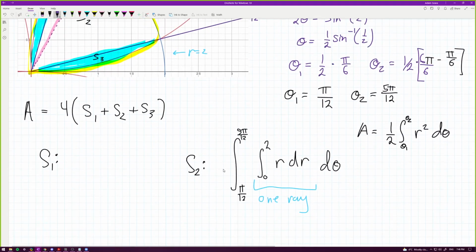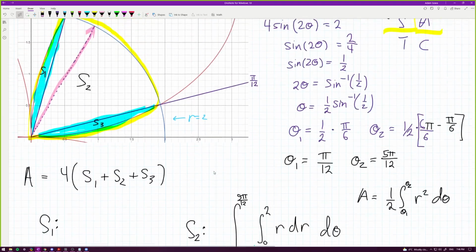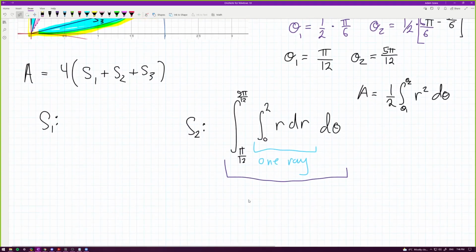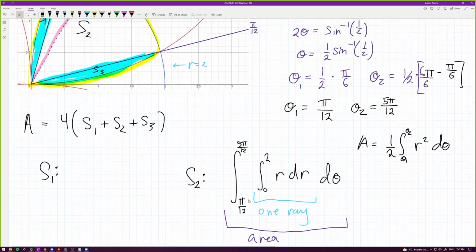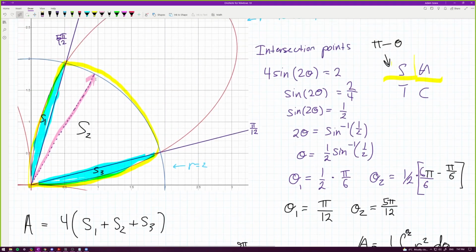Again, I never actually use the double integral when I'm solving these questions, but that's how it works. Why is it 0 to 2? Because these dots start at a length of 0, and they go to a length of 2. So we want to integrate from 0 to 2. And so this is the area, right? So this first integral is creating one ray. The second integral is integrating all the rays across this from pi over 12 to 5 pi over 12.